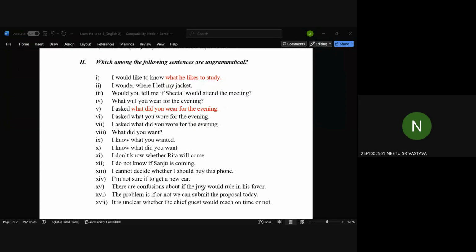The embedded sentence is full. So what follows the conjunction is basically a complete sentence, right? I should buy this phone. Henceforth, this is a correct sentence. So whether you use whether or if, it should be correct. Okay. Now, 14th one, I'm not sure if to get a new car.